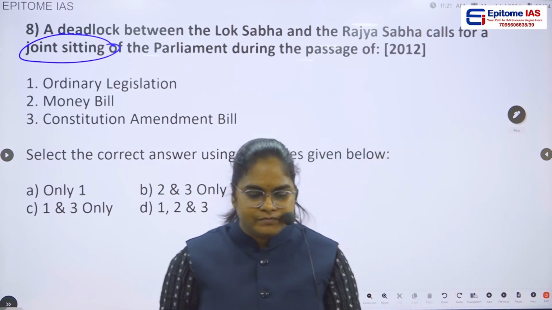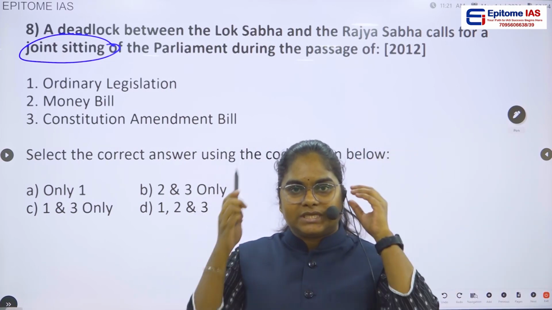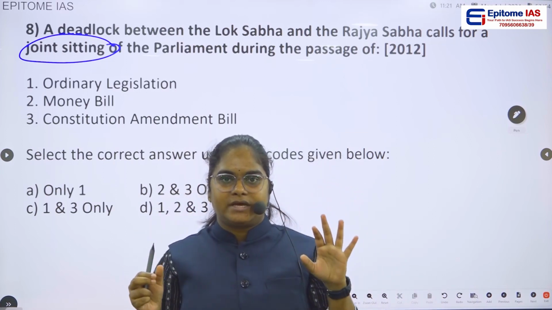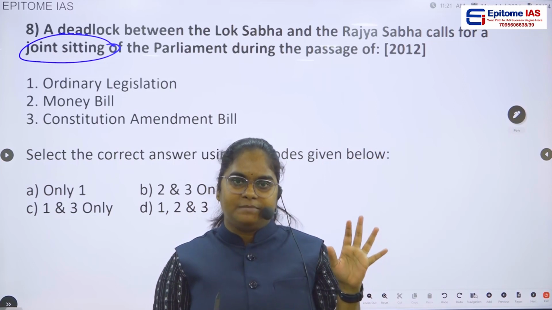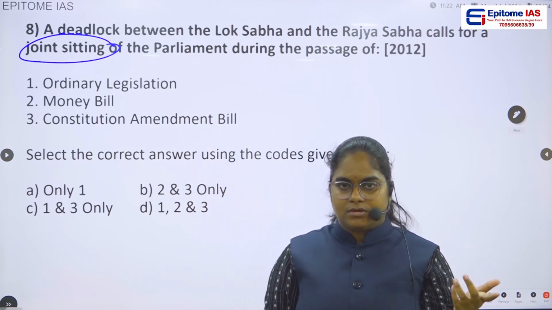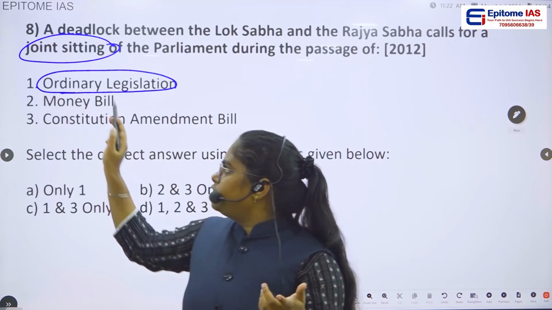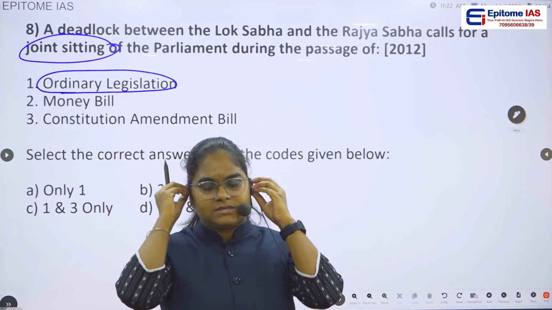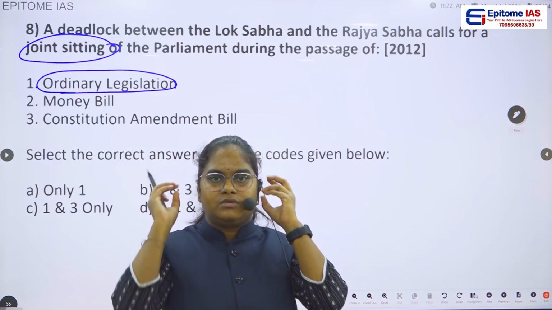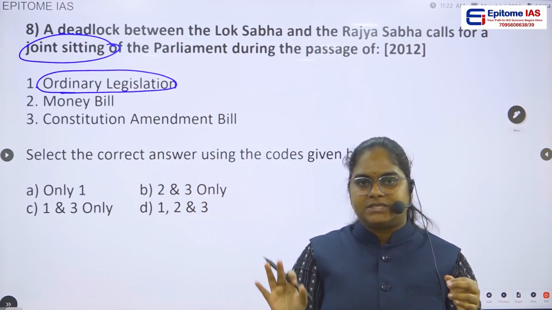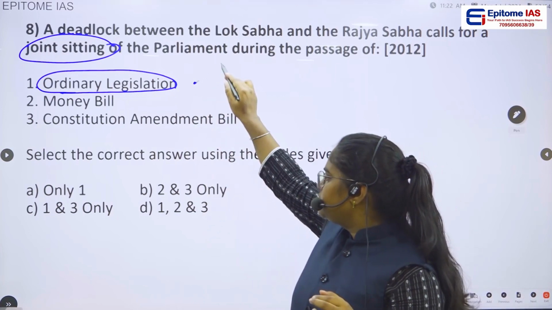As we know, the joint sitting happens when there is a disagreement between the Lok Sabha and the Rajya Sabha regarding a passage of any bill. And this is only in the case of an ordinary bill. In case of ordinary legislation, when there is a disagreement between the Lok Sabha and the Rajya Sabha, then the president will call for the joint sitting. Okay, so one is there, yes.